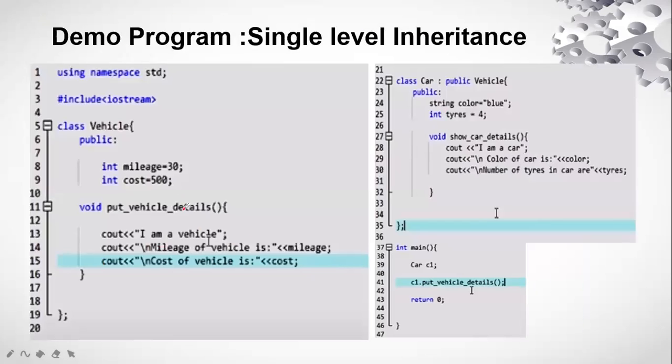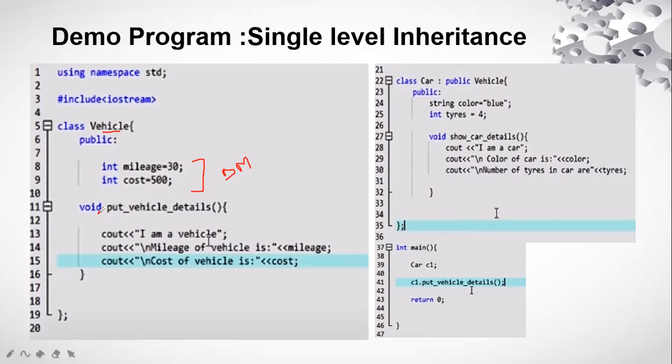Now let's take an example of single level inheritance. Let's see the code. This is the simple code: using namespace std, include iostream. Now we are going to define the class vehicle. In class vehicle, this is the name of the class, we have the public access specifier, and I have defined two data members, which we can also call attributes, right? That is int mileage equal to 30 and int cost equal to 500.